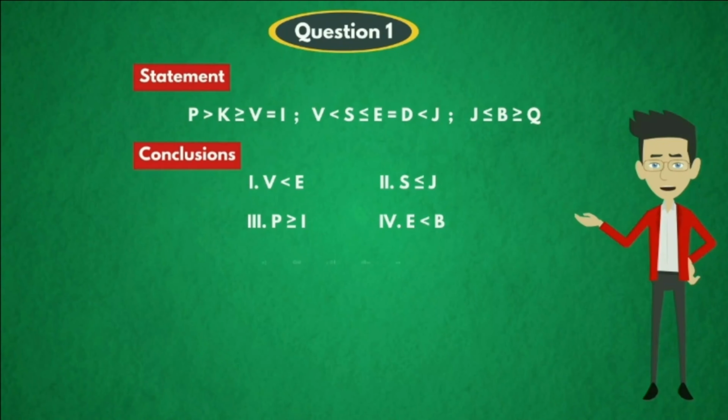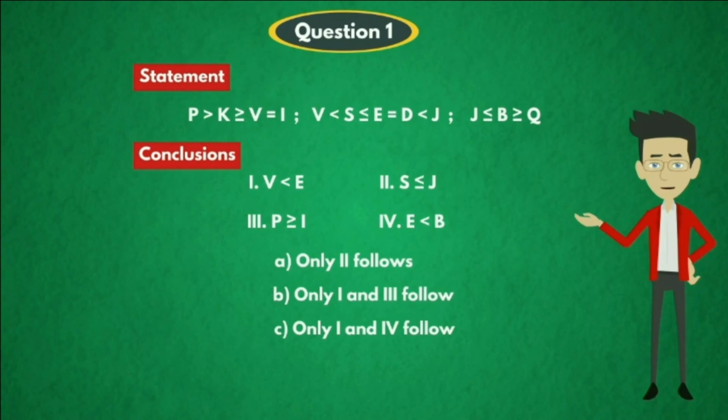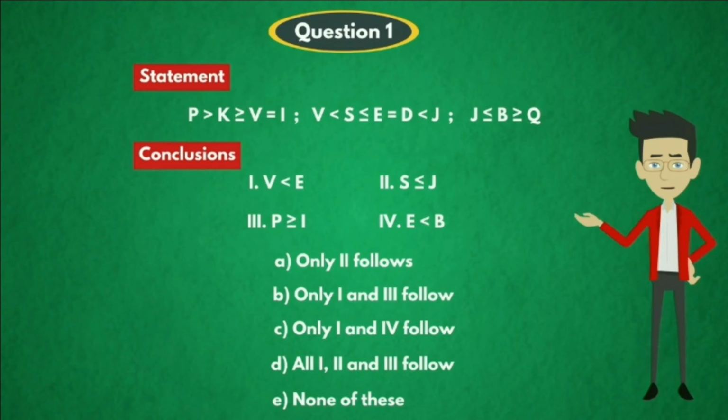Options are: Option A, only 2 follows. Option B, only 1 and 3 follow. Option C, only 1 and 4 follow. Option D, all 1, 2 and 3 follow. And option E, none of these.